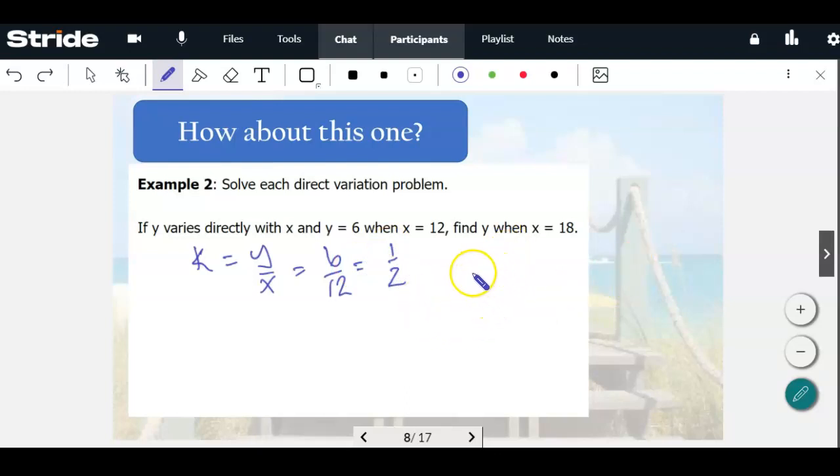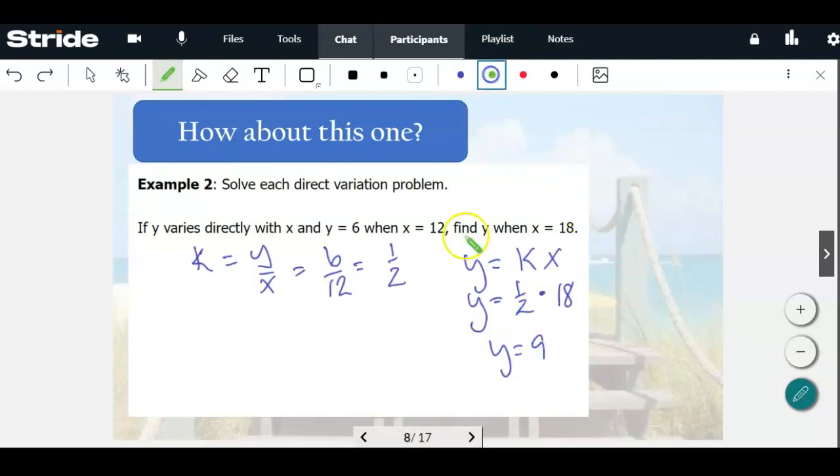So then we'd want to find Y when X is 18. We now know what K is. So we know we're trying to find Y. So we substitute the K, 1/2, and multiply that by 18. So Y is equal to 9.